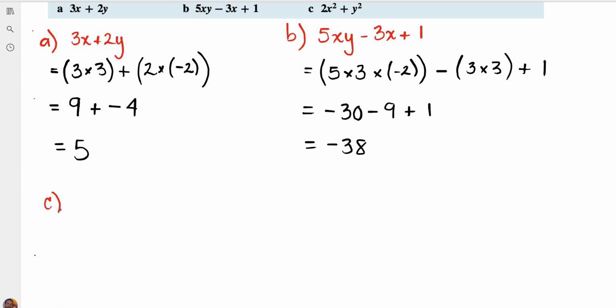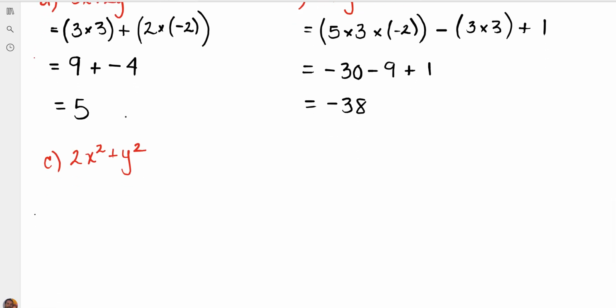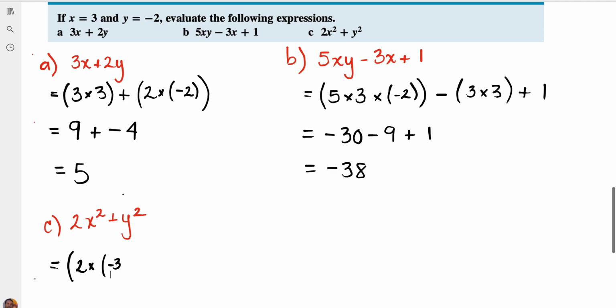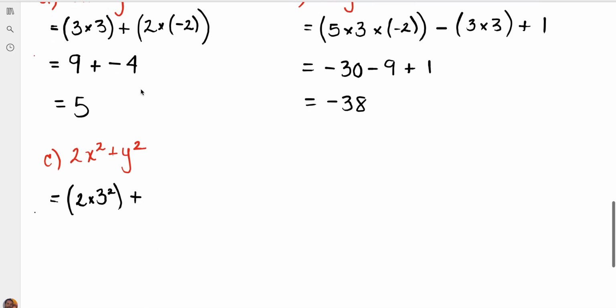And let's do C. So C says 2x squared plus y squared. So x is 3. X is 3. So this is going to be equal to 2 times -3. Is it -3 or just 3? Just 3. I almost made a mistake. So it's 3 squared plus, what is y? Y is -2.